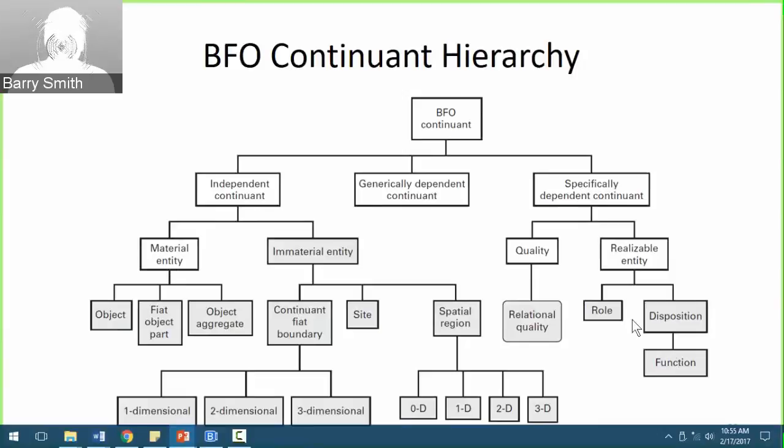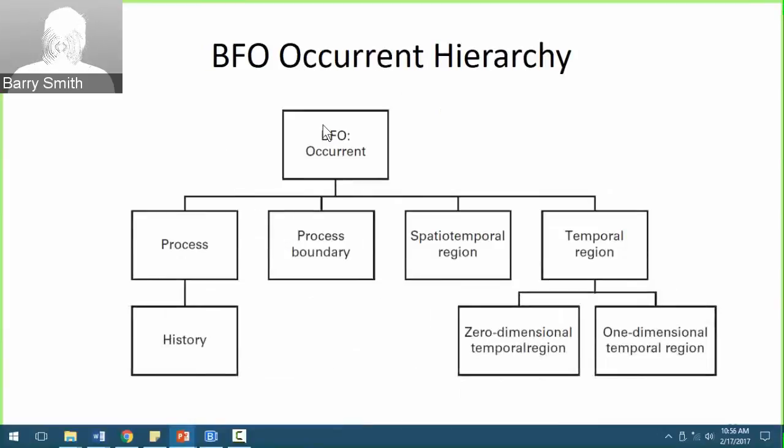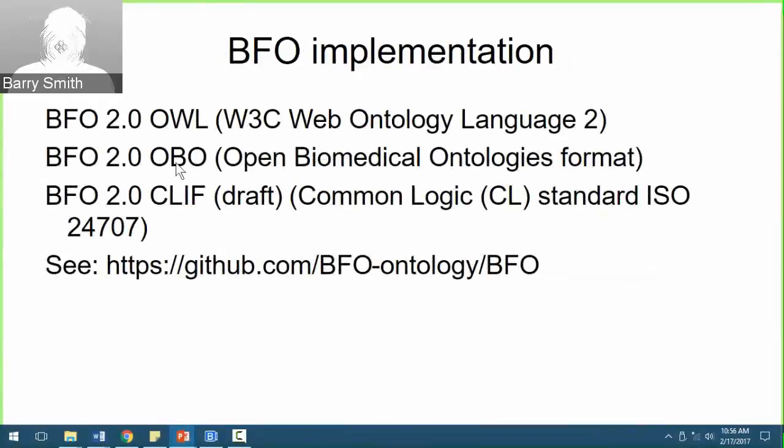And then we have functions and roles. And processes is much easier. So we have processes, process boundaries, spatial temporal regions. And I described the implementation. So we have an OWL implementation. We have an OBO implementation, which is not relevant for our purposes. We have a common logic implementation, and you can find all the information about these at the GitHub site.